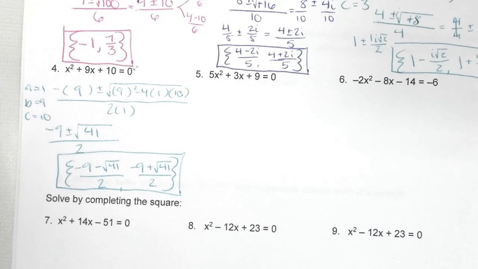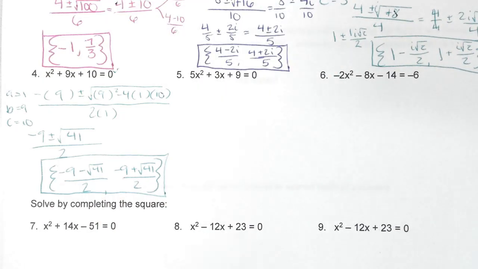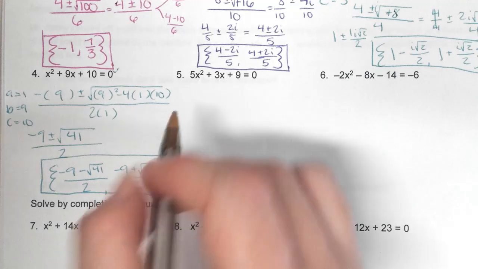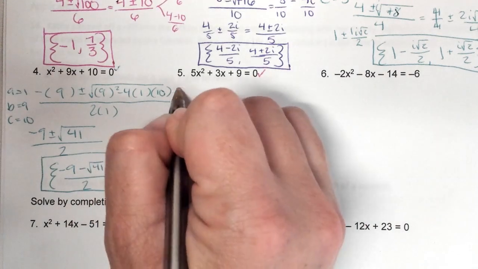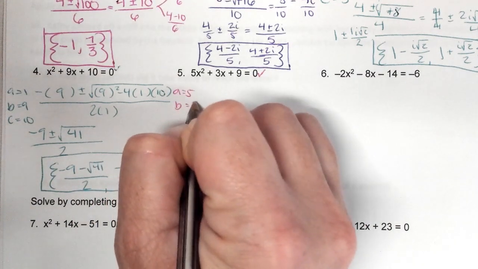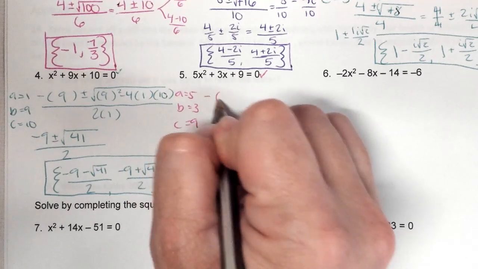Okay, so we can look at number 5. So here it's equal to 0, so it's ready to start. A equals 5, B equals 3, C equals 9.